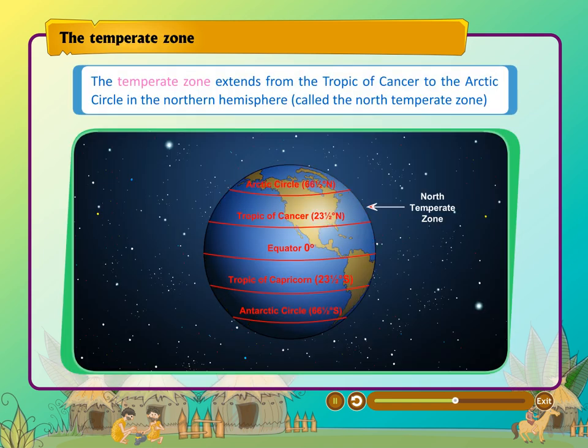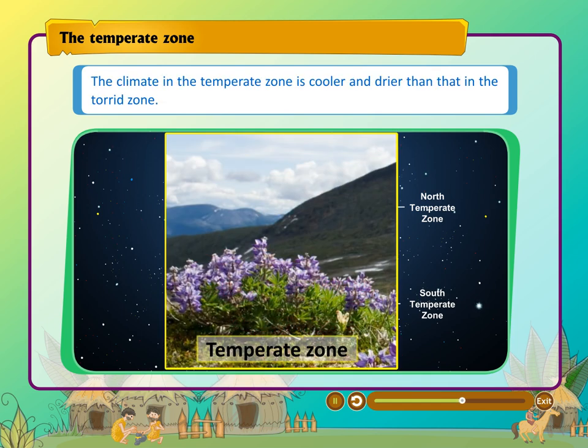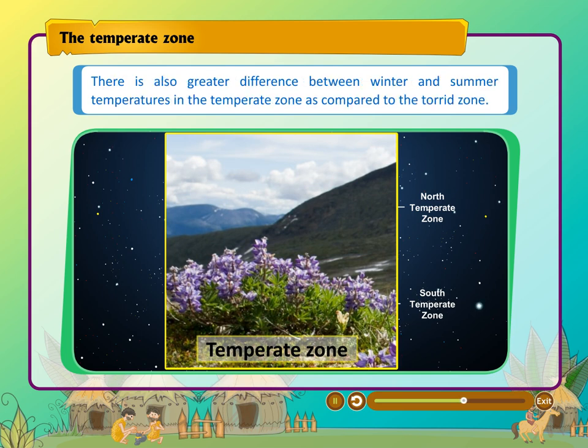The temperate zone. The temperate zone extends from the Tropic of Cancer to the Arctic Circle in the northern hemisphere, called the North Temperate Zone, and from the Tropic of Capricorn to the Antarctic Circle in the southern hemisphere, called the South Temperate Zone. The climate in the temperate zone is cooler and drier than that in the torrid zone. There is also greater difference between winter and summer temperatures in the temperate zone as compared to the torrid zone.